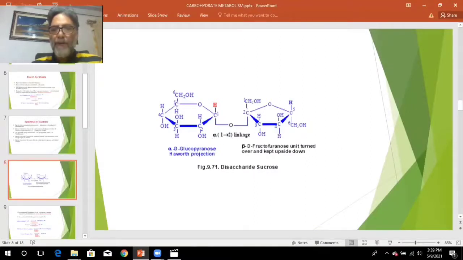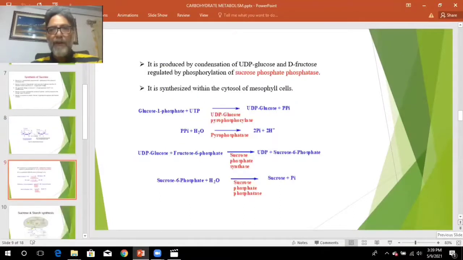Let us understand in brief how this sucrose is synthesized within the cytosol of the mesophyll cells. Then we will discuss its regulation also. As you see, it is produced by condensation of UDP glucose and D-fructose, which is regulated by phosphorylation of sucrose phosphate phosphatase, an enzyme in the mesophyll cells. It is synthesized within the cytosol of the mesophyll cells. This is a summary, and we will be discussing it in detail.